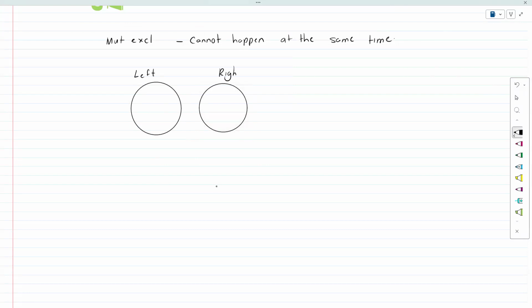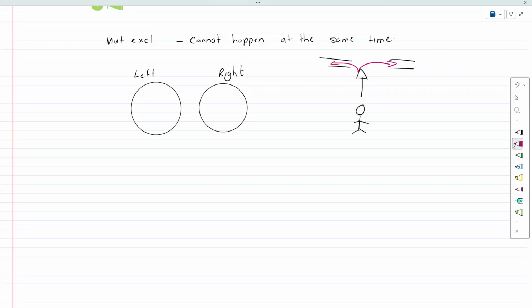Or let's talk about up and down or whatever. But if you were turning left, you can't turn right at the same time. If this person was just walking straight and they needed to turn either left or right, they would have to make the decision to go one side. They could not turn left and right at the same time. Now, mutually exclusive means that it cannot happen at the same time.